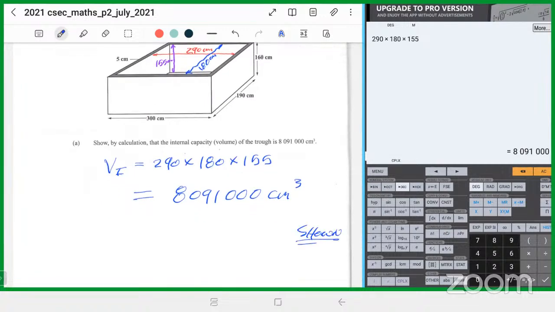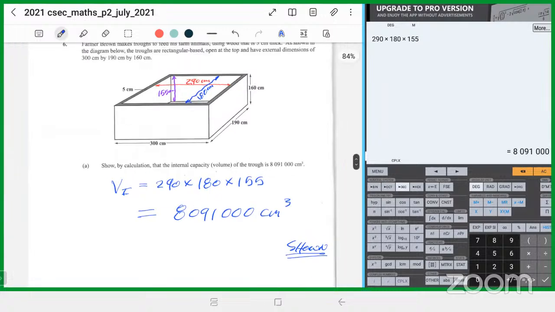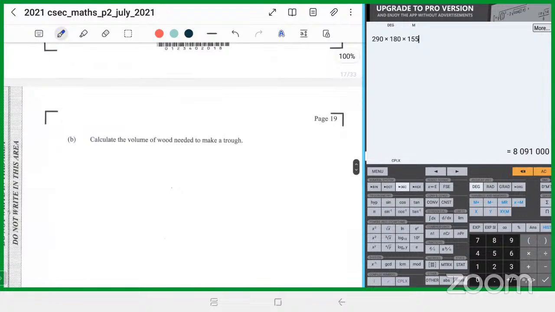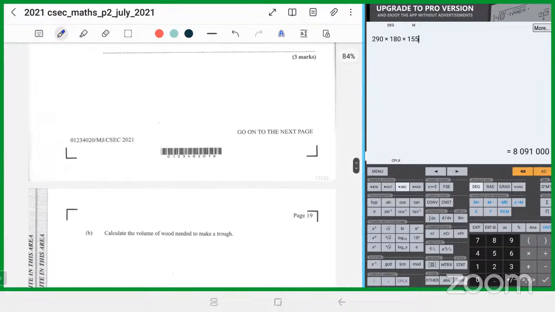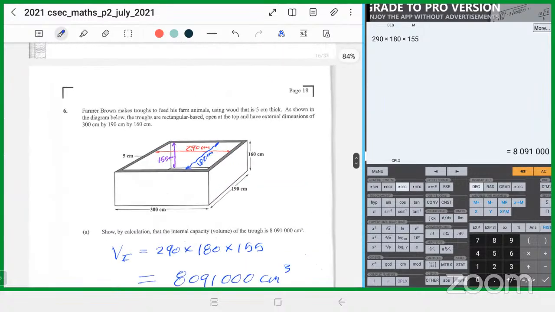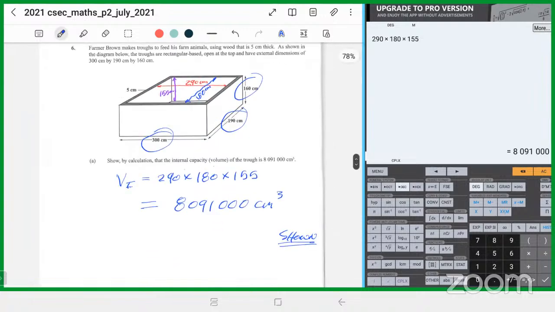This is measurements, an easy question. Almost like common sense. All right. Next part says, calculate the volume of wood to make the trough. The volume of wood is the total volume of everything minus the internal volume that has nothing. So the outer volume minus the internal volume gives you the volume of wood. If we calculate the volume with these external dimensions and subtract this volume, let's write it like this.